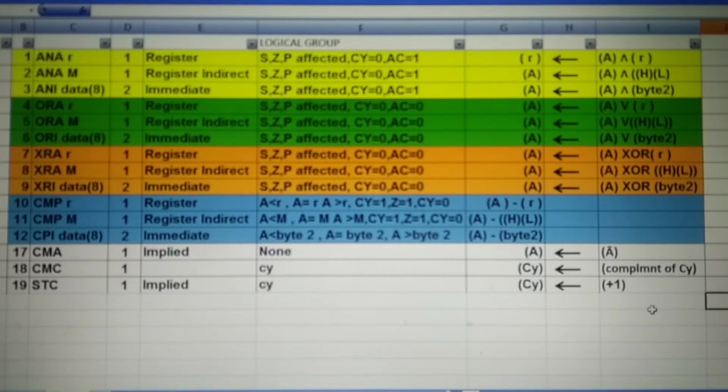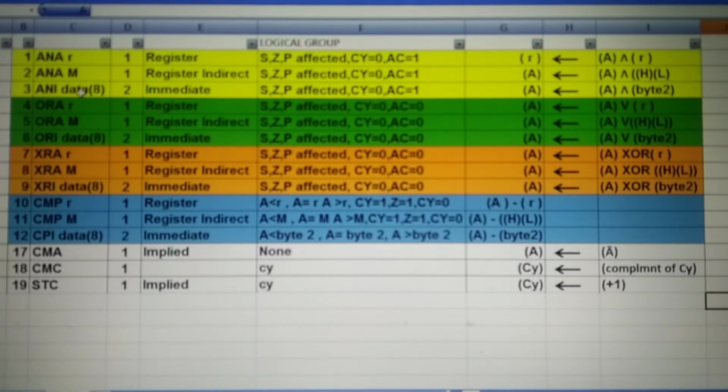Summary of logical group instructions. We are having 3 AND operation instructions, 3 OR operation instructions, 3 exclusive OR operation instructions, and 3 compare type instructions. Here ANA R, ANA M and ANI data. R stands for register, M stands for memory, and data stands for byte 2.